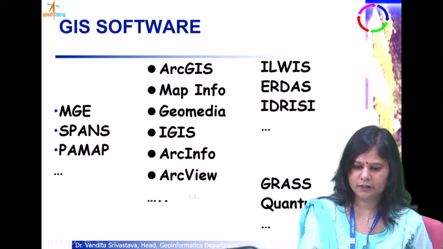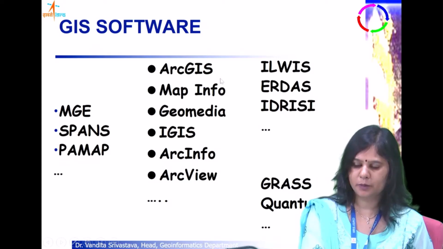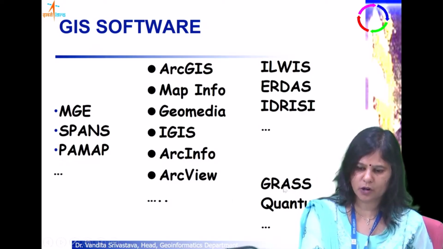And then these were some vector based GIS packages, but they also supported the raster processing. These were mainly the raster based GIS packages which also supported the vector processing. Then there are some free and open source software like GRASS and QGIS that are very popular these days, especially QGIS. GRASS has also been around for a long time.